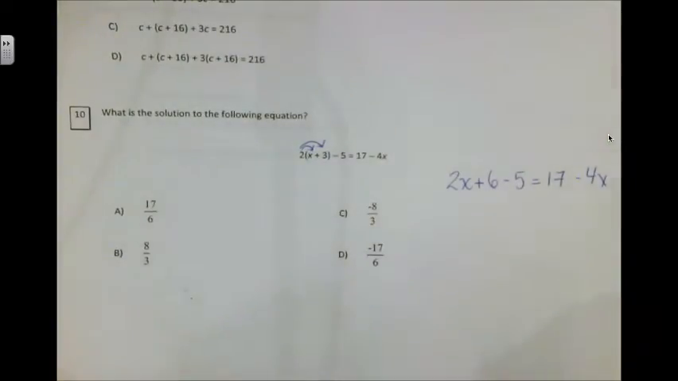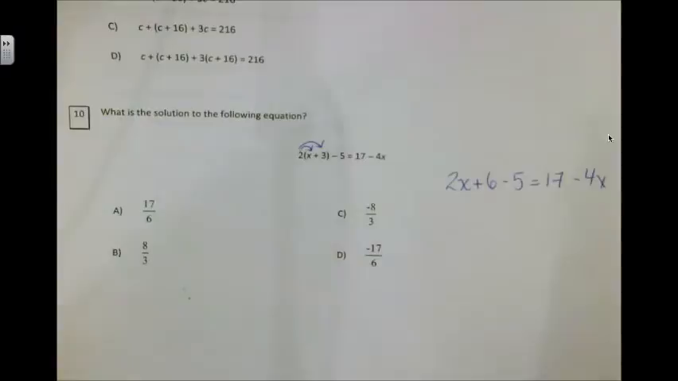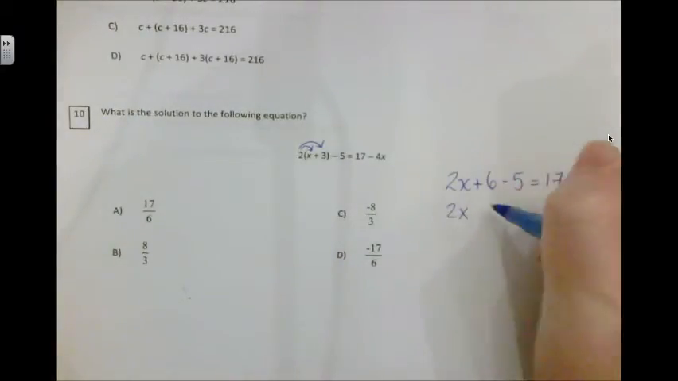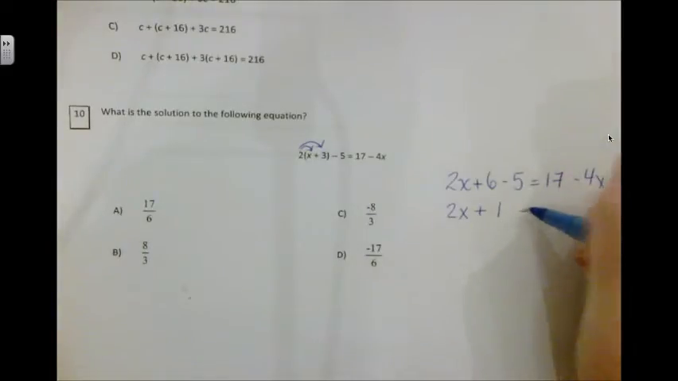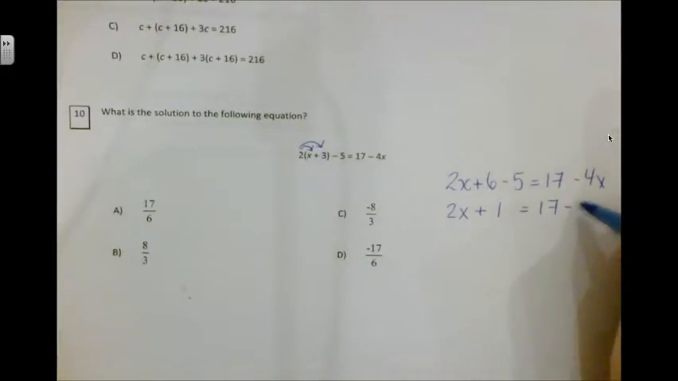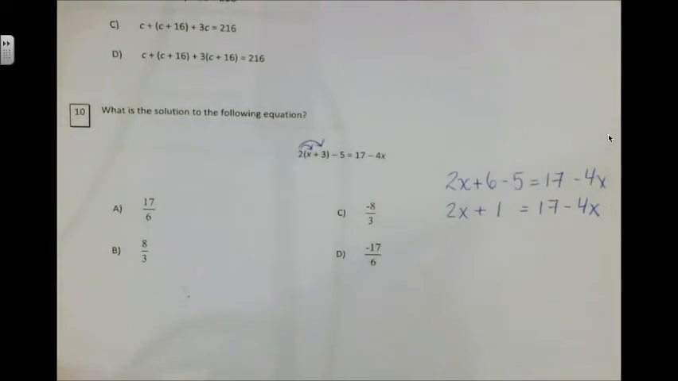Okay. What I'm going to do first is combine the 6 and the 5 here. So I'm going to rewrite this as 2x plus, so 6 minus 5 is 1, equals 17 minus 4x. So now we have a variable on both sides. We're trying to collect all of the x's and then isolate x to figure out what one x is.